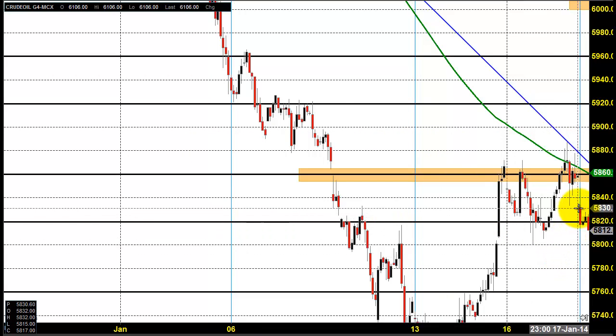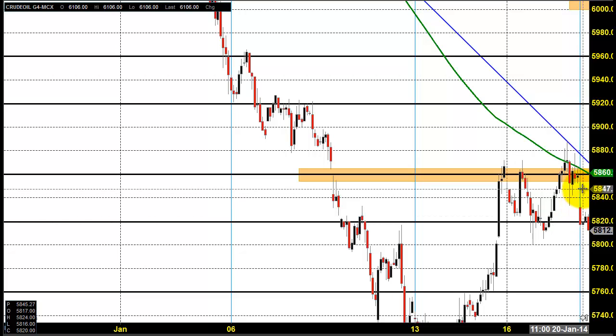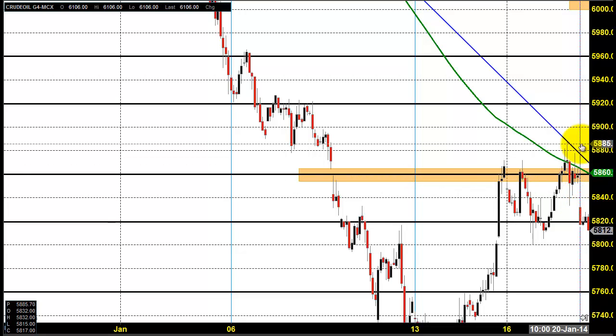Last week the price opened around 5820. What we expected last week was that crude has got the potential to stay in downtrend initially, having 5860 as one of the major resistance zones. If the price is trading above 5860, we expected the price to change and reverse its trend.